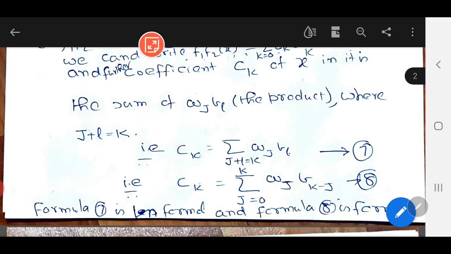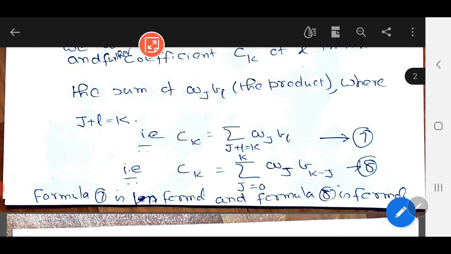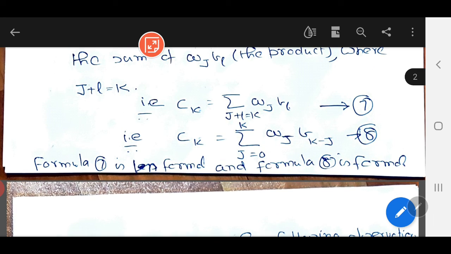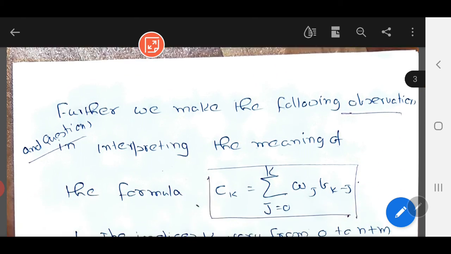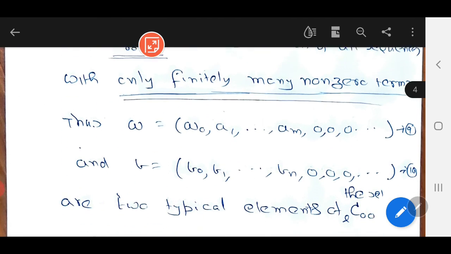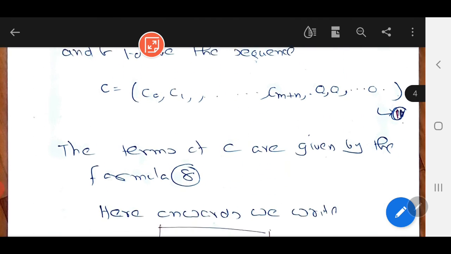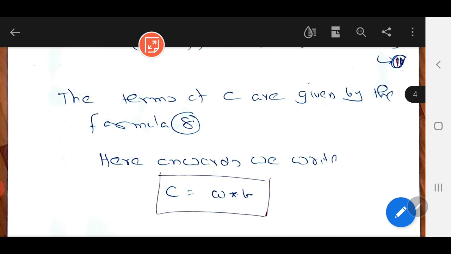See, we have a formula for C_k, that is the coefficient of x to the power k in the product f1, f2, the product of polynomials. That is the informal version, that is 7, and 8 is the formal one because we are simply eliminating L and expressing it in terms of k and j. Remember one thing, k is fixed. So once we have that, that is very important, that is formula 8.